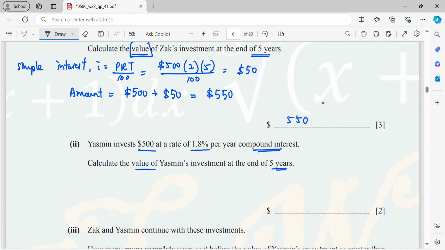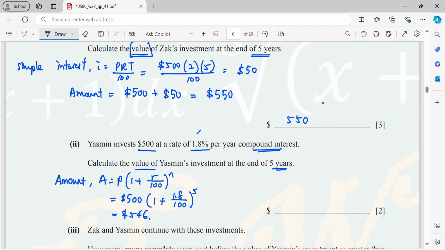So from here, the amount A equals P bracket 1 plus R over 100 to the power of n. This is for compound interest, so we are finding the amount directly. So this is going to be $500, 1 plus, the R is 1.8, then over 100 to the power of 5, because of 5 years. Then here is going to be 546.65. So here I will write 546.65. This is the actual amount.